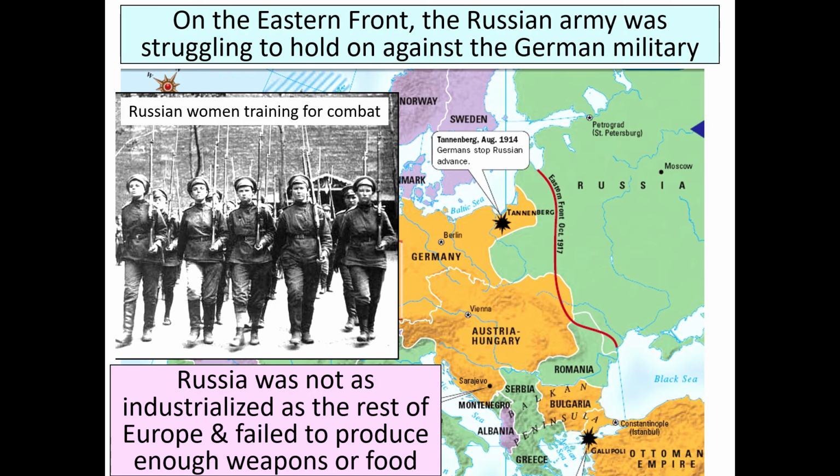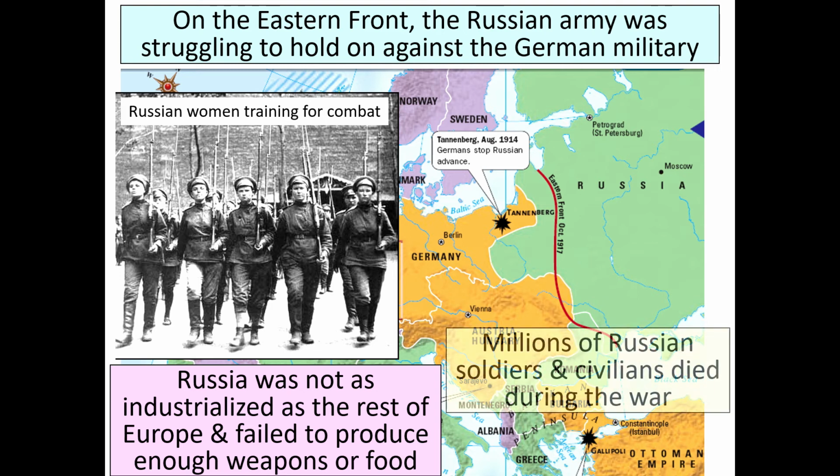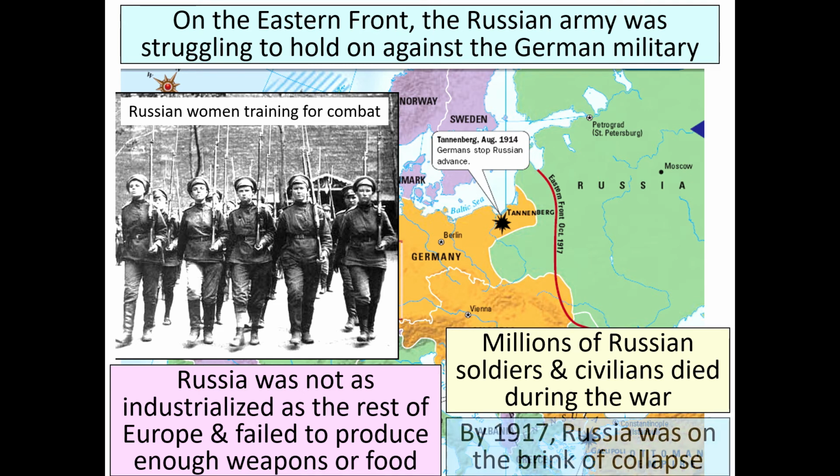Russia was not as industrialized as the rest of Europe, and they failed to produce enough weapons or enough food. And here's a picture of Russian women training for combat. Millions of Russian soldiers and civilians died in the war. Not thousands, millions. By 1917, Russia was on the brink of collapse.